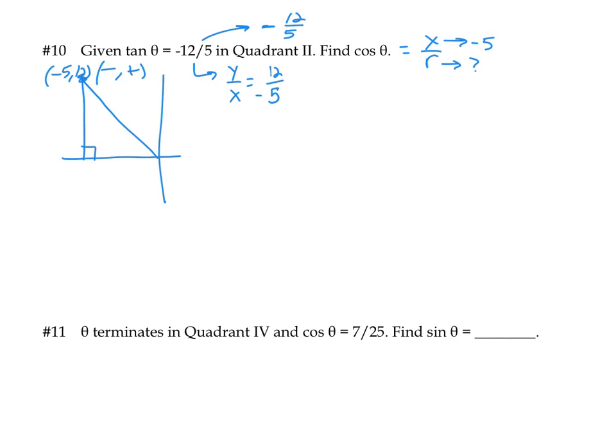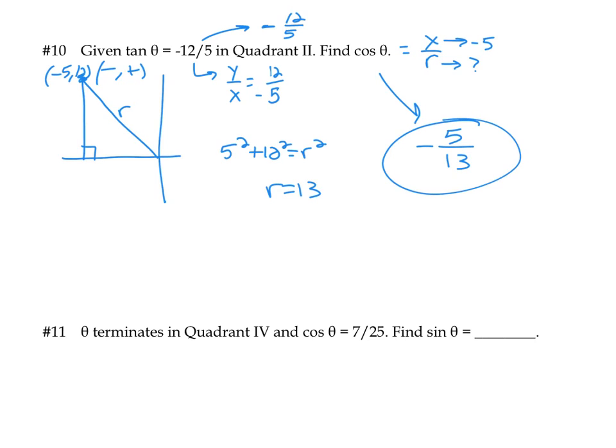I need my r, okay? So I need to know that r value there. So I can do 5 squared plus 12 squared equals r squared. R comes out to 13 if you solve that. So my answer for cosine then is going to be 5 over 13, and it's a negative. Cosine's negative in quadrant 2 because I have a negative x value, the negative 5, so negative 5 over 13.